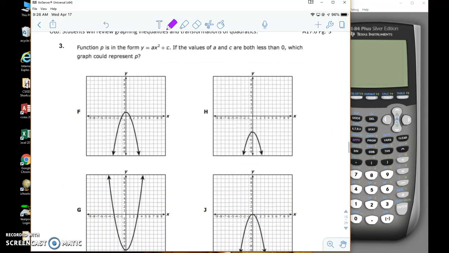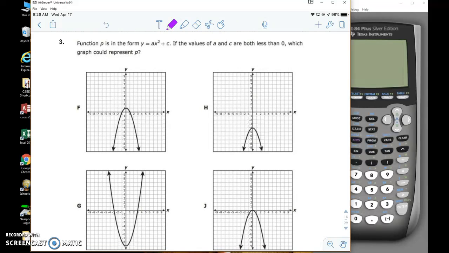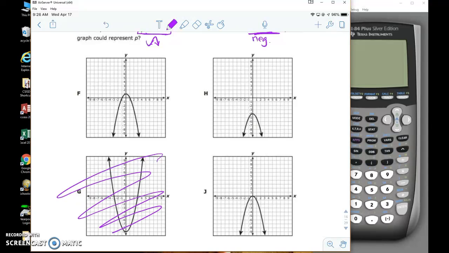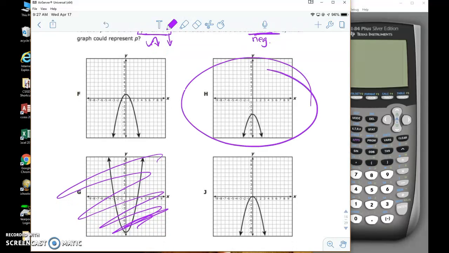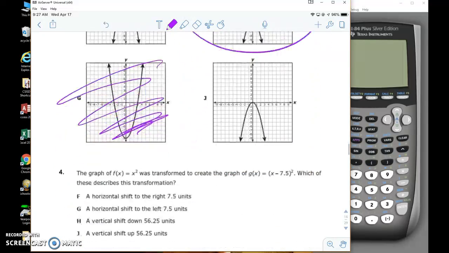Take a look at number 3. It says the function p is in the form y equals ax squared plus c. If the values of a and c are both less than 0, or they are both negative, which could be p? Okay, if a is negative, that means our graph has to open down. Automatically, you should have crossed off G. If c is negative, that means that our graph shifted down. The correct answer was H.